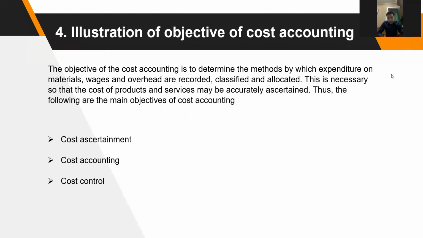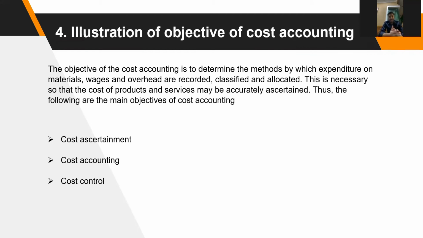Okay, so for the illustration of objective of cost accounting, the objective of cost accounting is to determine the method by which expenditure on material, wages, and overhead are recorded, classified, and allocated. This is necessary so that the cost of product and service may be accurately ascertained. Thus, the following are the main objectives of cost accounting.